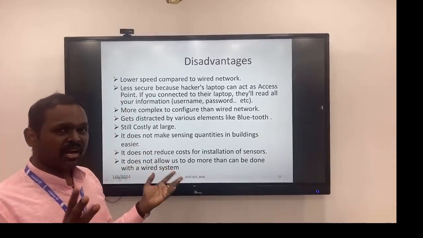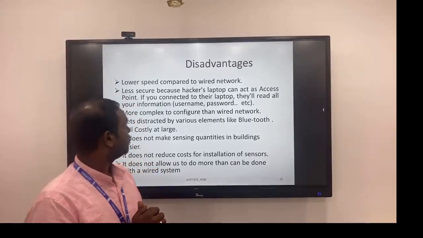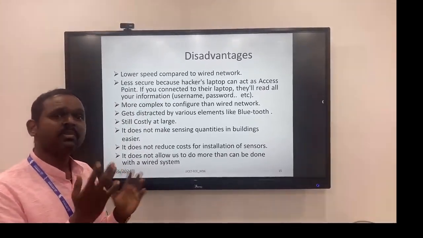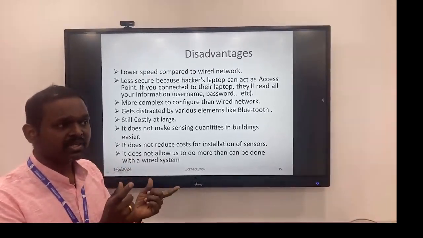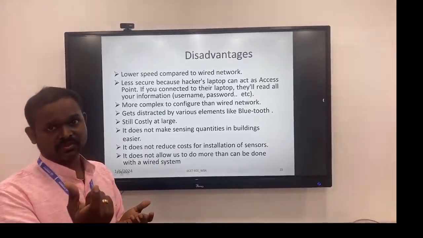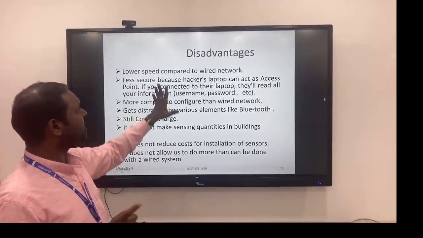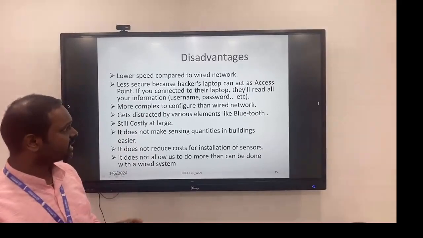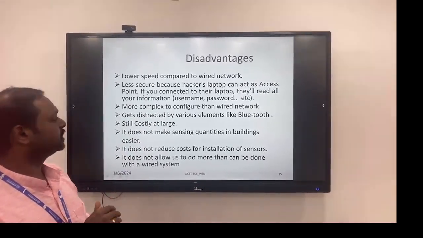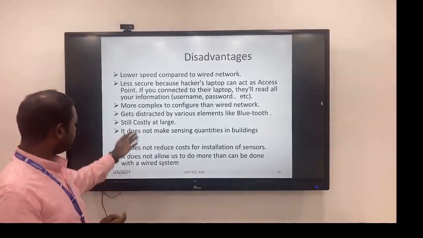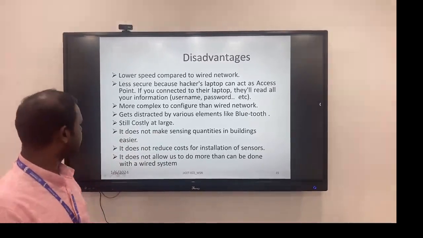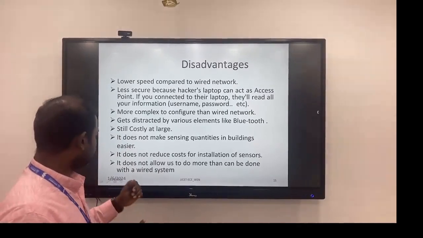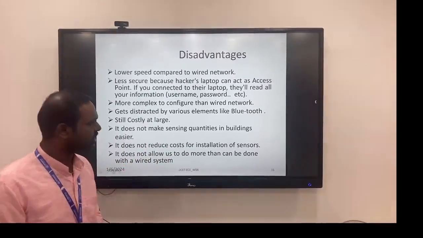Of course, some disadvantages are there. Low speed compared to wired networks. Whatever the networks may be, the comparison between wireless and wired networks is major here. Less secure, because a hacker's laptop can act as an access point here. Then it is still costly at large scale. It does not make sense in quantities in building, and it does not reduce the cost of installation of sensors.